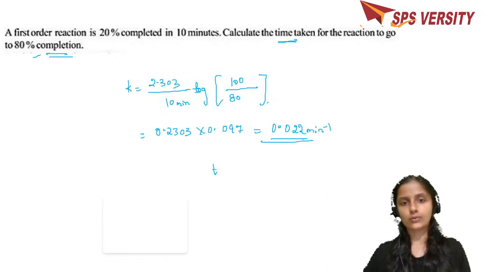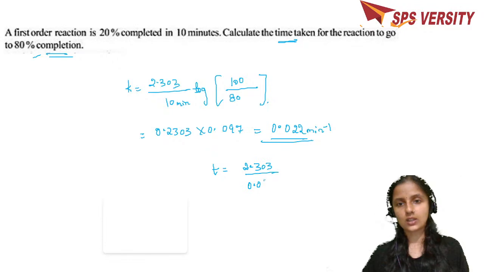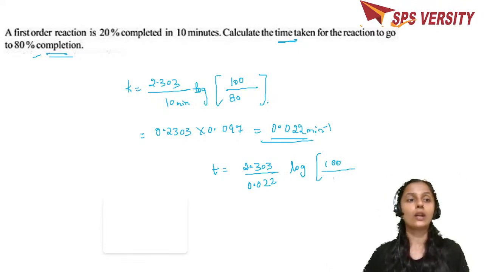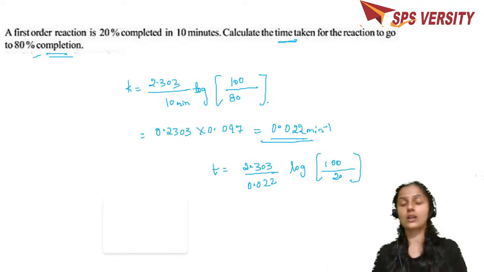Calculate the time taken for 80% completion. So 2.303 divided by the rate constant, that's 0.022. Okay, log of 100. So again the initial concentration is 100, and for 80% completion, that means you are remaining with the 20%. Okay, what is log 100 by 20? It is going to give you 0.69.